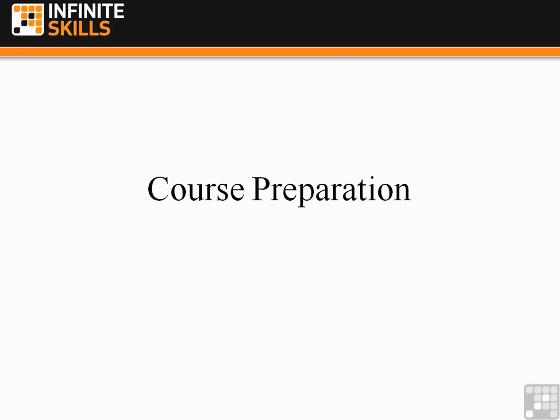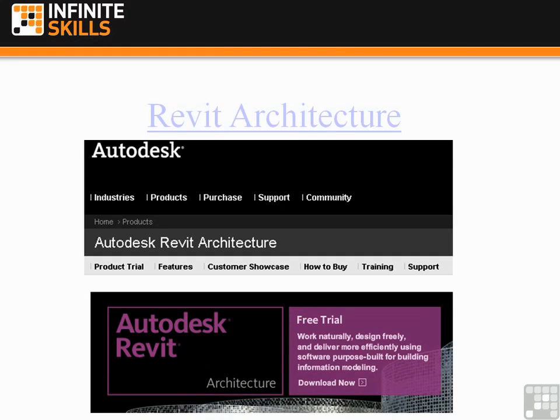Let's take a few minutes and do some course preparation. First of all, you want to get your Revit Architecture, and you can download a free trial. This is an excerpt from the Autodesk website. You can download a free trial from their website. First thing you're going to need is Revit Architecture on your machine, and you can download a trial version of Revit Architecture from the Autodesk website, and that will work for 30 days.